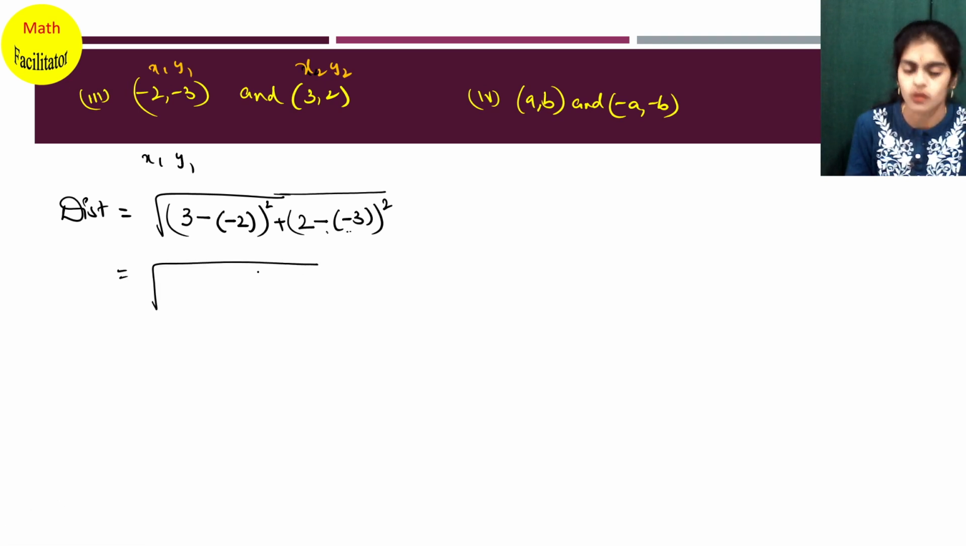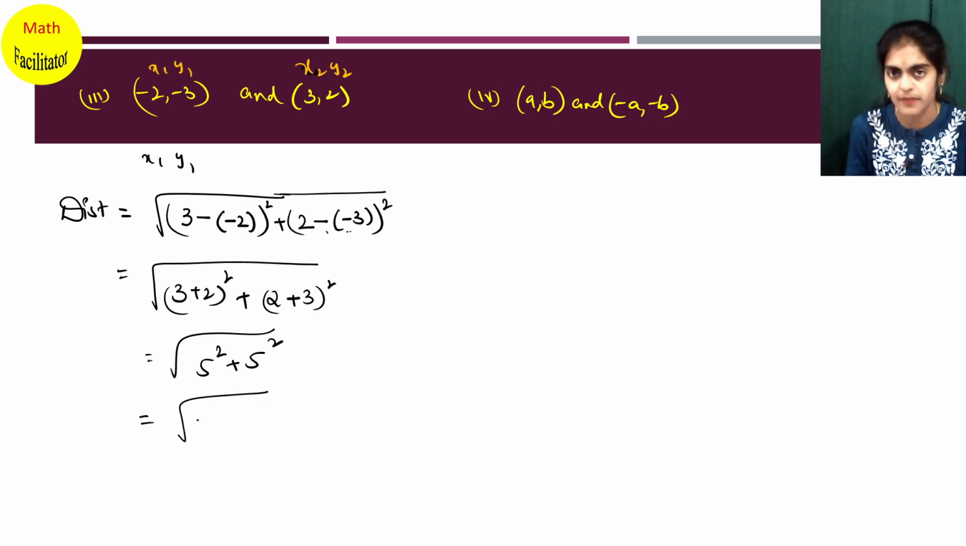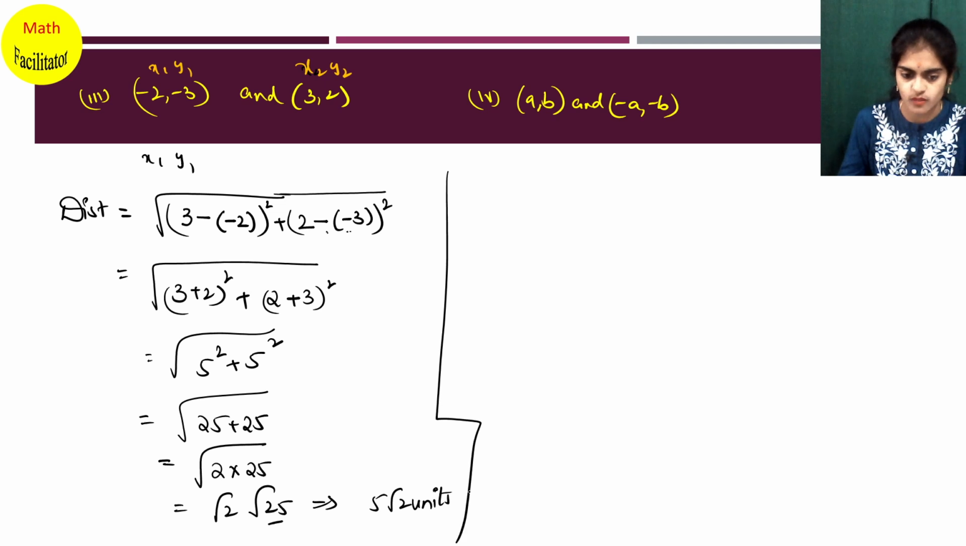So that is equal to root over 3 minus of minus 2 is plus 2 whole square plus 2 minus of minus 3 is plus 3 whole square. So how much do we have? Root over 3 plus 2 is 5 square and 3 plus 2 is 5 square. Or can I write this as 25 plus 25, right? 5 square is 25. Or you can write it as 2 times 25. Or it is root 2 into root 25. Or the final answer I can say it is 5 root 2. Root 25 is nothing but 5. These many units. Clear? So let's see the next one.